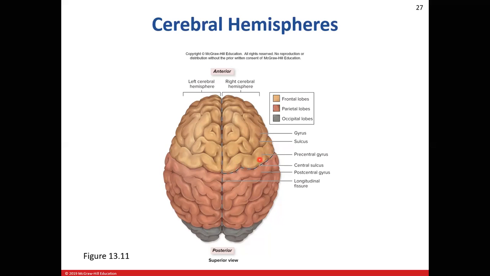Here, this ridge is our precentral gyrus. So we have the ridge just in front of, or just anterior to the central sulcus. On the back side here, we have our postcentral gyrus. Again, that's going to be posterior to the central sulcus. Dividing the right side from the left is going to be that longitudinal fissure.